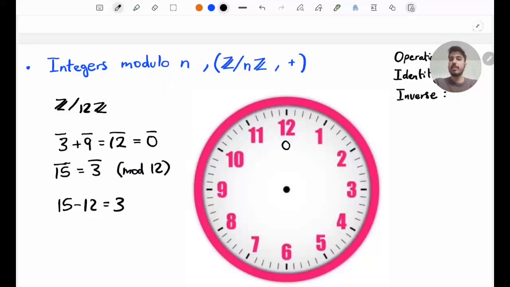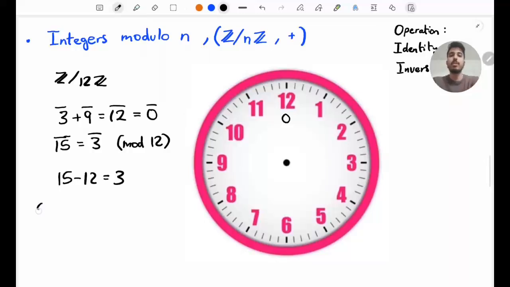And therefore, this is a new system, a new set of numbers, which is simply put the set of numbers 0 bar, 1 bar, 2 bar, all the way up to 11 bar. And 12 bar is just 0 bar again. Now, is this a group? Yes. Yes, it is. It is a group, absolutely, with addition. You add two numbers, you get a new number that is modulo 12, just as I showed you now.